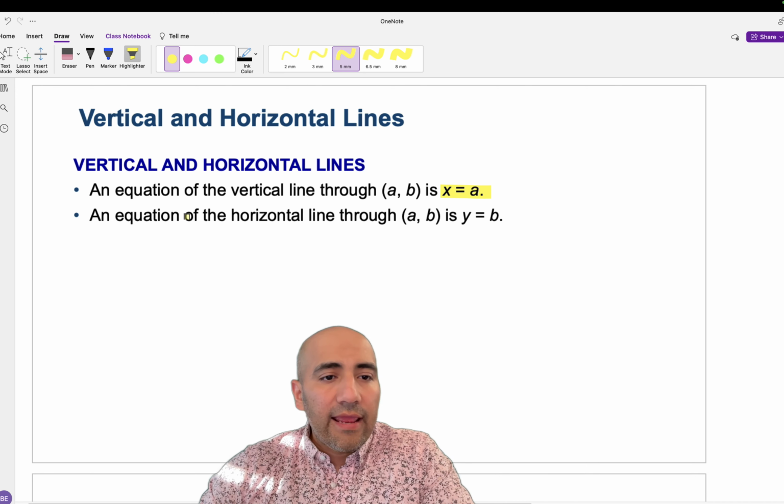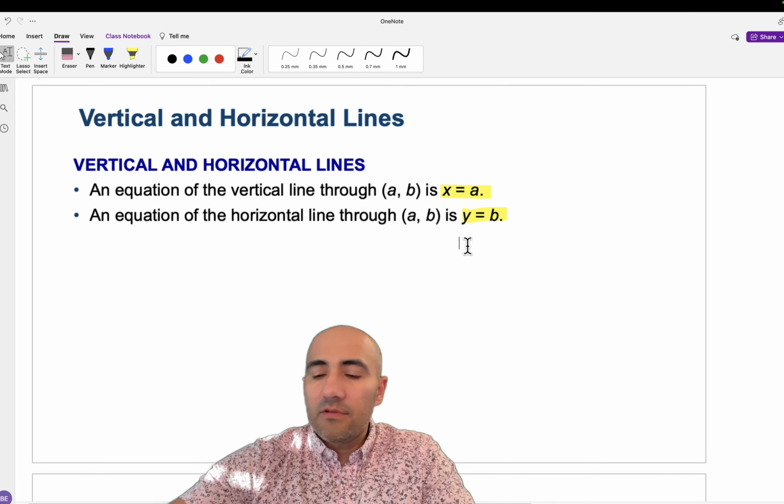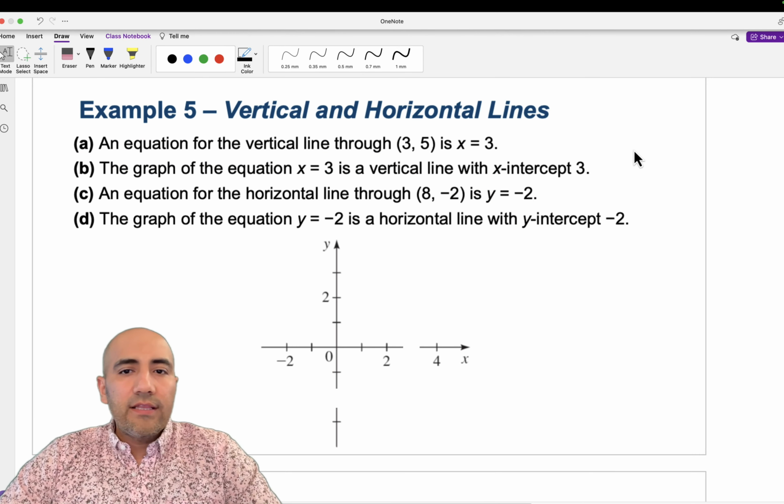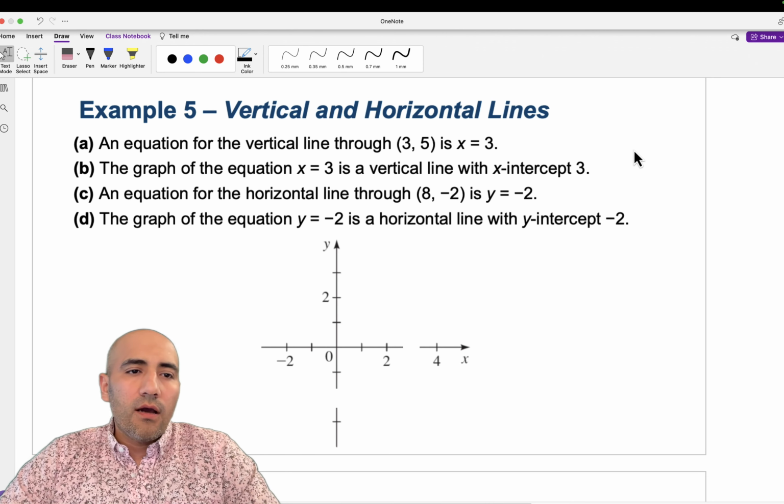On the other hand, the equation of a horizontal line, remember horizontal lines have slope equal to 0. They're flat, and if it goes through the point (a, b), then the equation is y equals b. Okay, let's look at an example. Okay, let's take a look at this example.